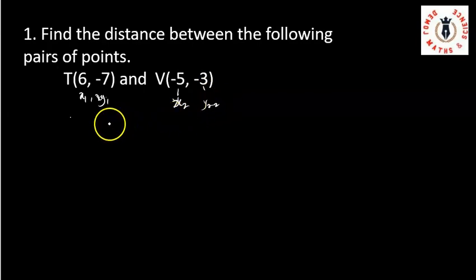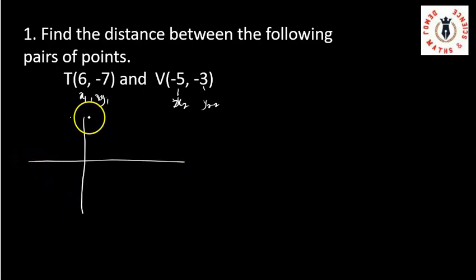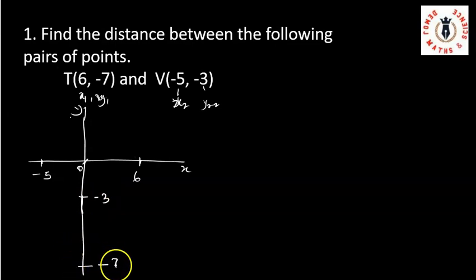Now let's get our Cartesian coordinate. In building the Cartesian coordinate for this particular expression, I have my y-axis and I have my x-axis. On my x-axis, I have 6 and I have minus 5. Here is plus 6, here is minus 5. And here is a mark 0. And on my y-axis, I have minus 7 and minus 3. Let's label this point minus 3 and let's label this point minus 7.